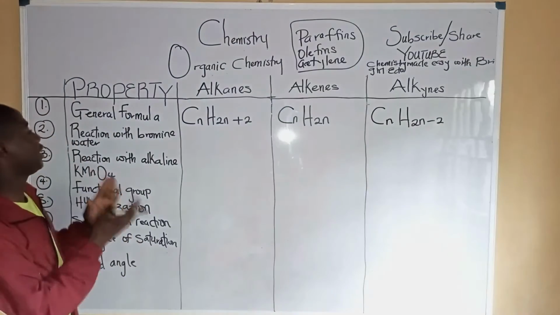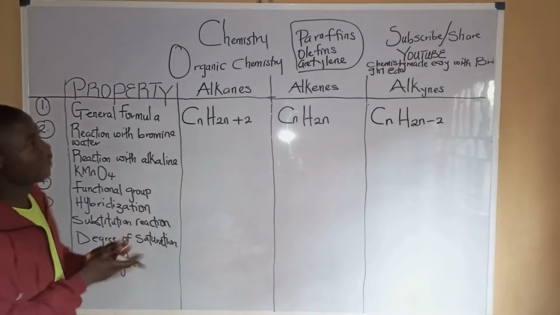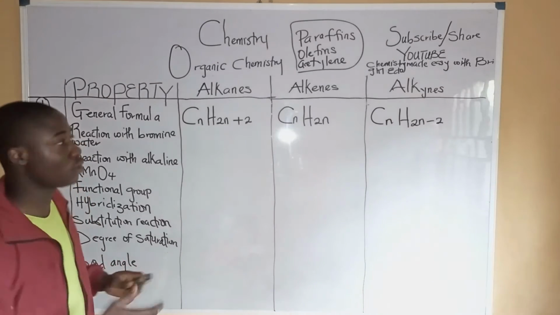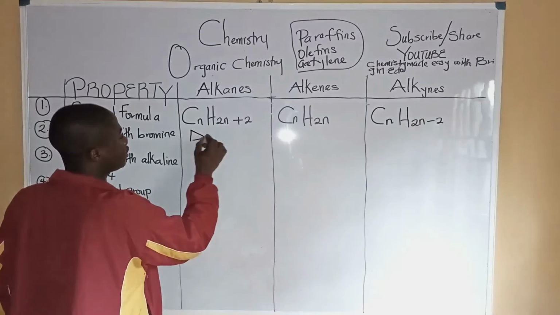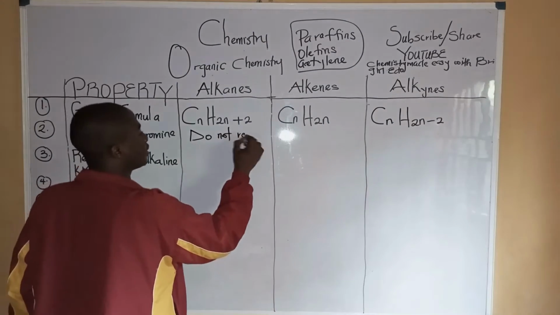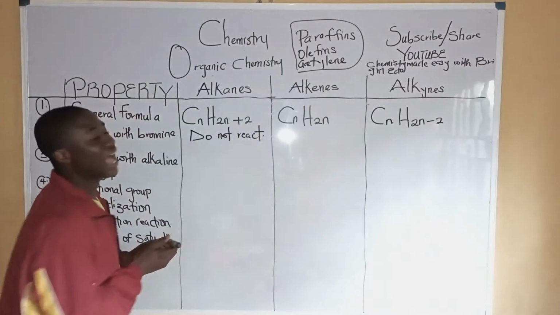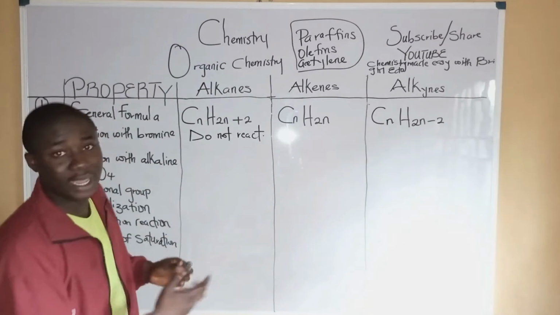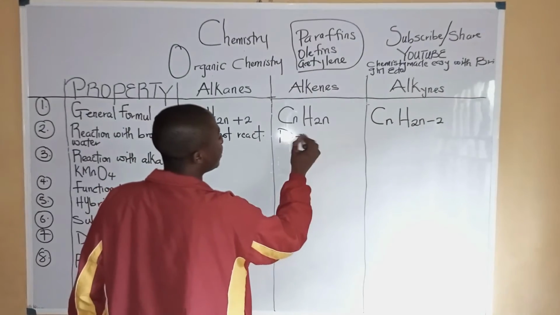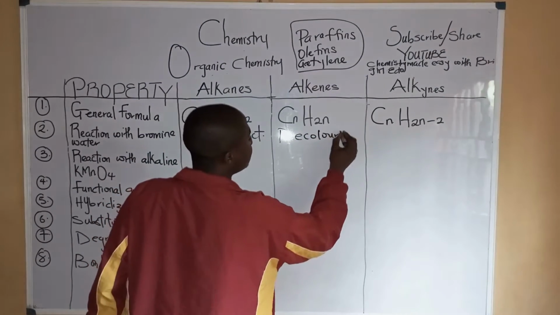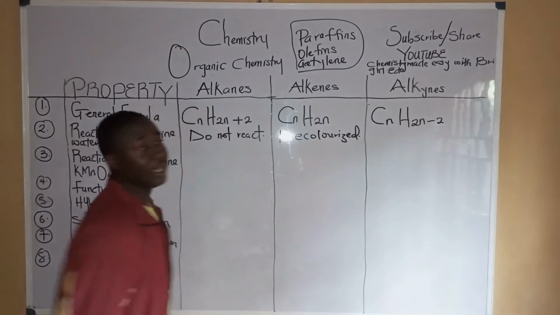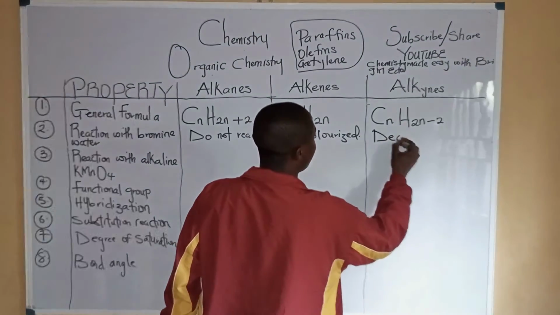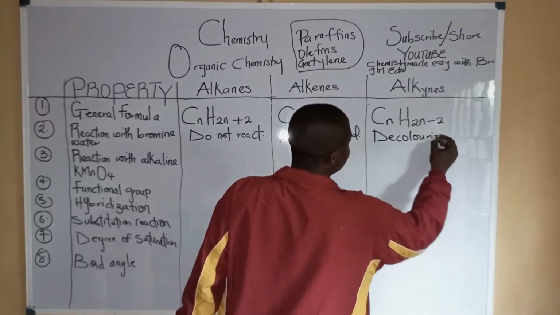Now, let's talk about reaction with bromine water. Alkanes do not react with bromine water, so we write do not react. Talking about alkenes, alkenes react with bromine water, so the bromine water is being decolorized. The same applies to alkynes. Alkynes also decolorize bromine water.